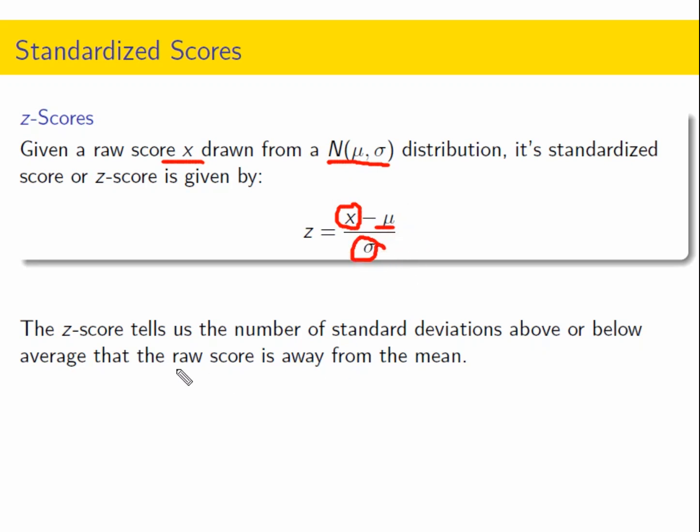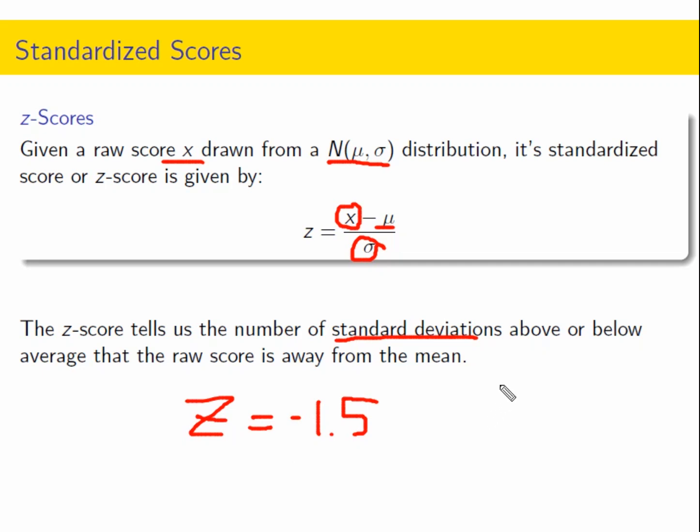So what does the z-score tell us? The z-score tells us the number of standard deviations above or below the average that the raw score is. So let's just say you had a z-score of 1.5. Because it's positive, it means you're above average, and this means you're 1.5 standard deviations above average. If your z-score was negative 1.5, that means you would be 1.5 standard deviations below the mean.